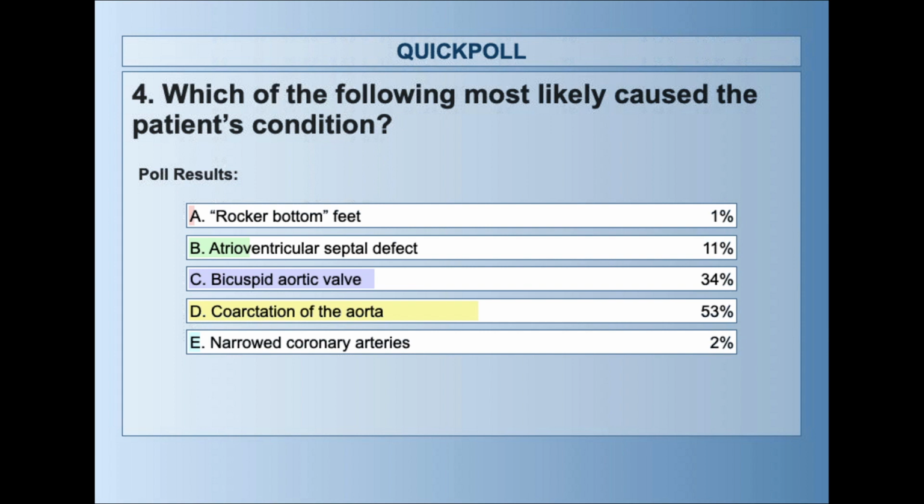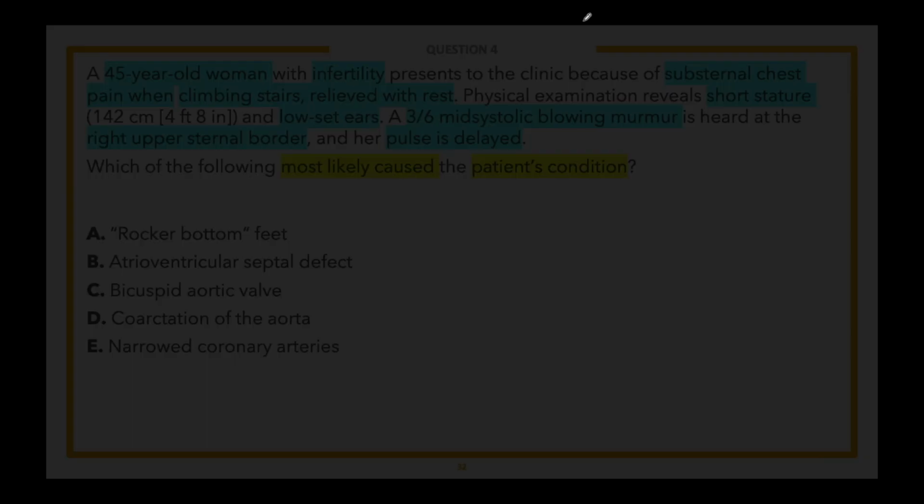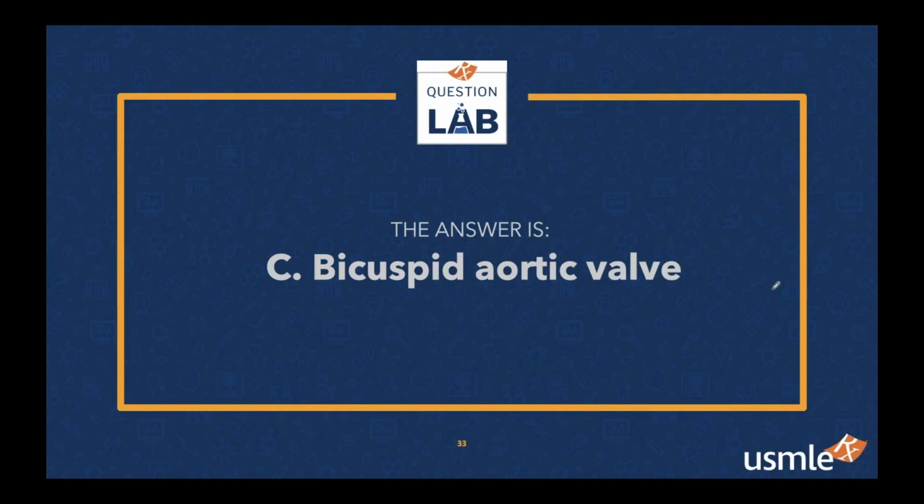It looks like in first place was D, coarctation of the aorta, by a long shot, and second place was bicuspid aortic valve. Let's take a look and see what the correct answer is. And the correct answer is C, bicuspid aortic valve, and 34% of you got it right. Once again, another challenging question. All right, let's go ahead and hand it off to Paris so we can explain this and get it right on test day.